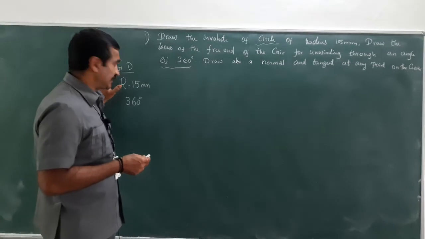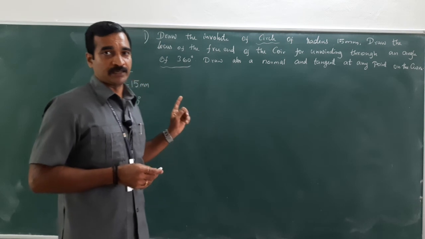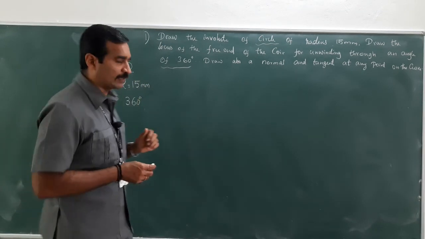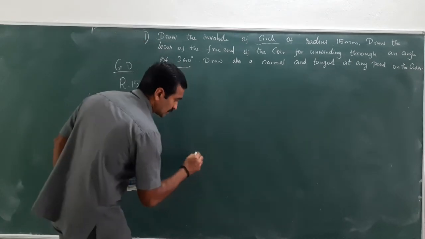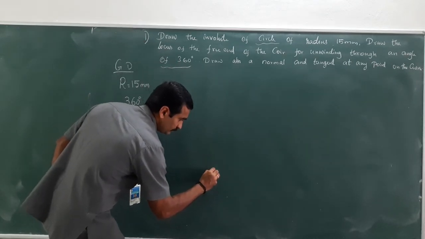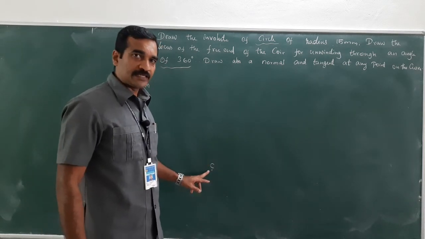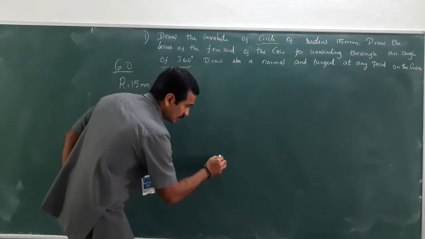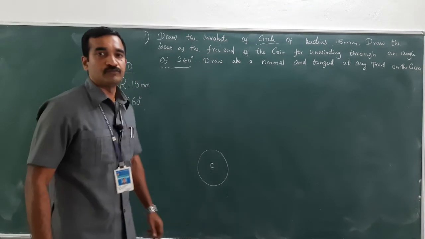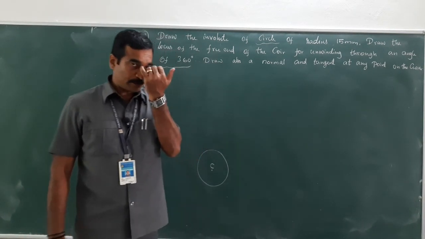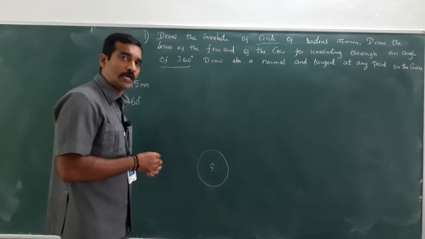The given radius is 15 mm. This is not the diameter of the circle. This is the radius. So take 15 mm in your compass, and with C as center, draw a full circle. Now, this particular circle is to be divided into 8 equal divisions or equal parts.